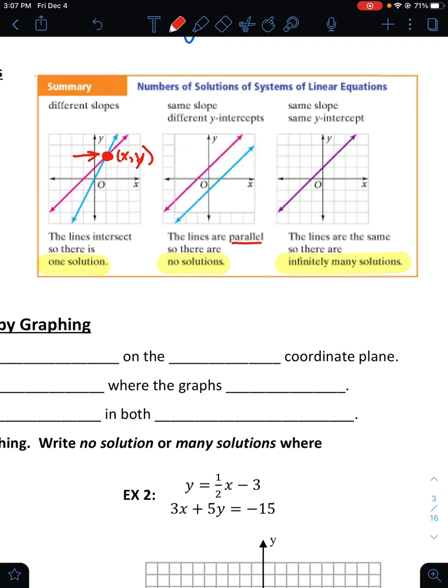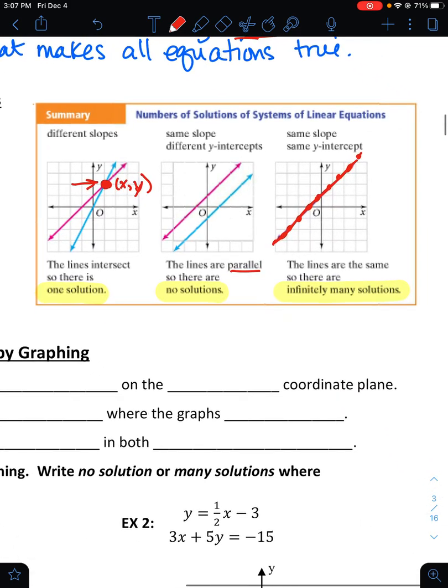Now, what if you draw, see how this is purple on the screen? If you graph a line, and then you graph another line right over the top of it, you've drawn two lines, but it no longer looks like two. That means that every single point on the line is a solution. There's just an infinite number of points on lines. So that's why we have infinitely many solutions as our answer. We will see that a little bit today.